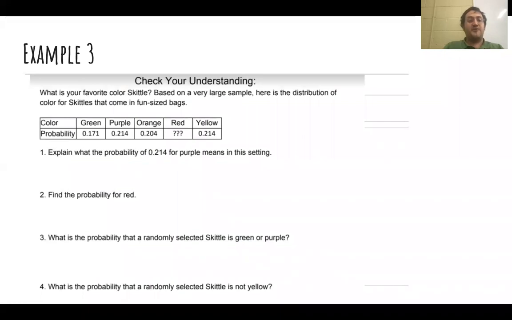All right, and then example 3, this is a data table here with Skittles. So the first question is, what does the probability of 0.214 for purple mean in this setting? So this is a distribution of Skittles that comes in a fun-sized bag. So we can interpret this that theoretically, we have a 21.4% chance of drawing a Skittle.